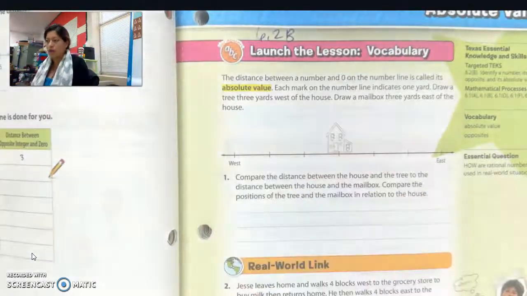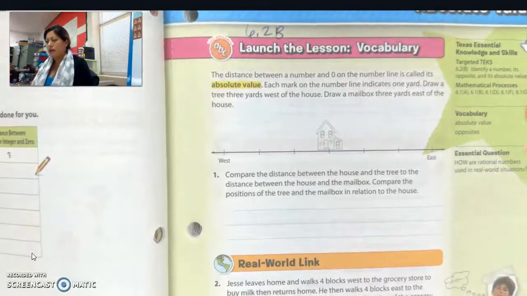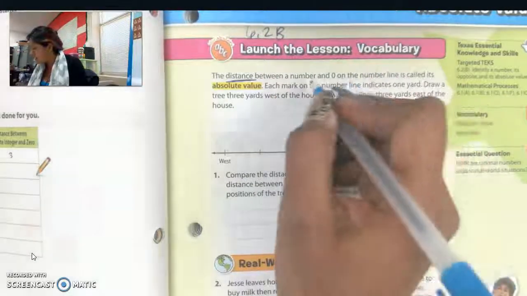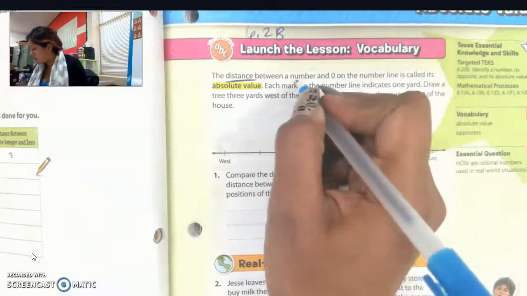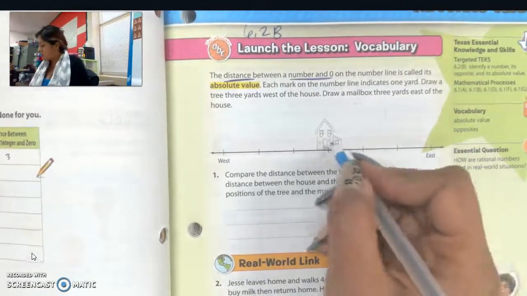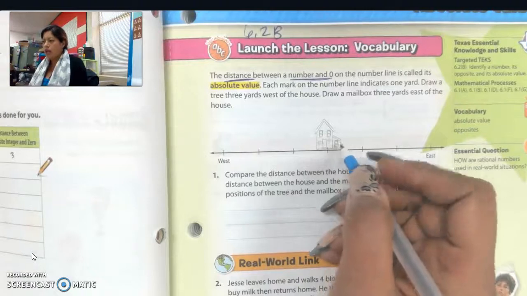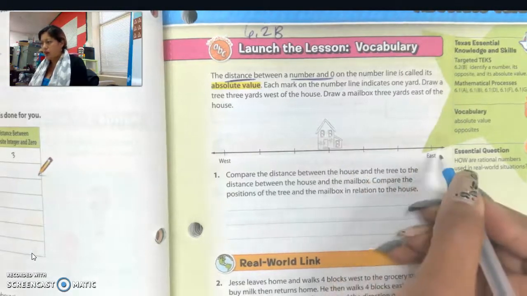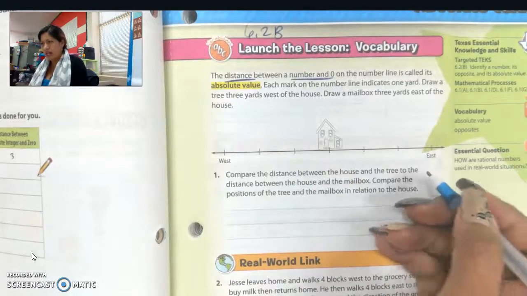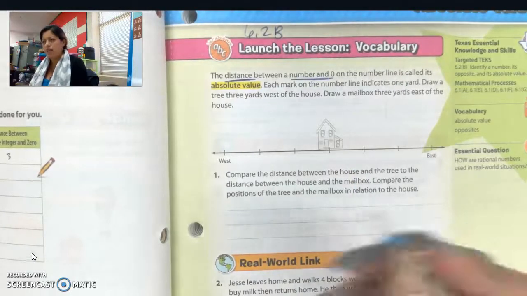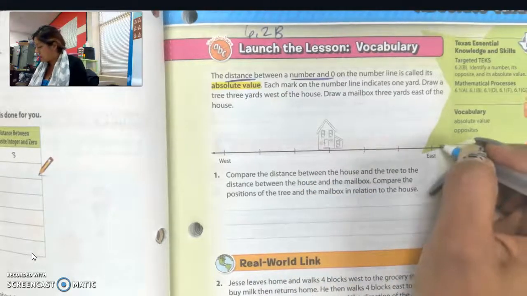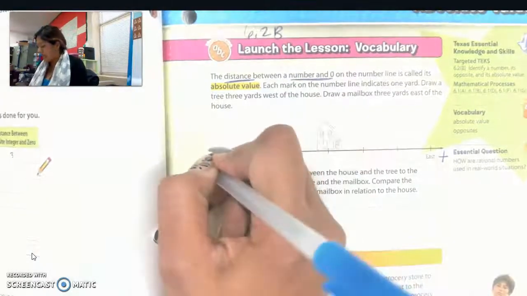But first we're going to start with absolute value. So what does absolute value mean? Well, actually it's the distance between a number and zero on a number line. So for example, if this was your house and each one of these is one block, they talk about distance in terms of east and west, so you wouldn't say positive and negative, but we do. So we do positive and negative.